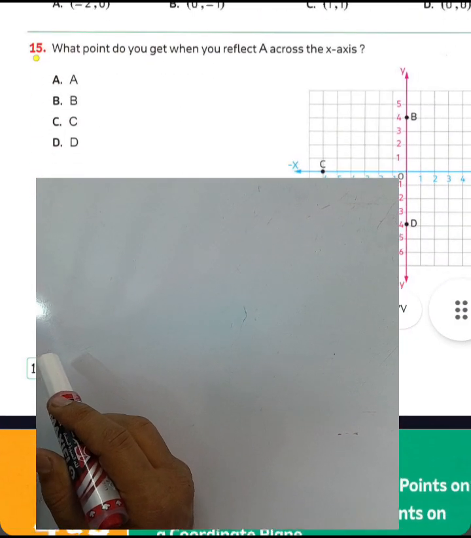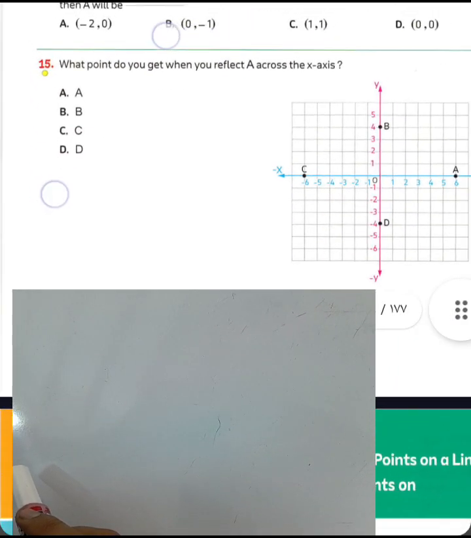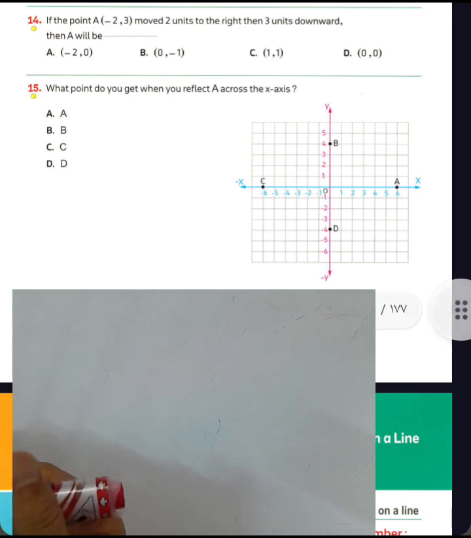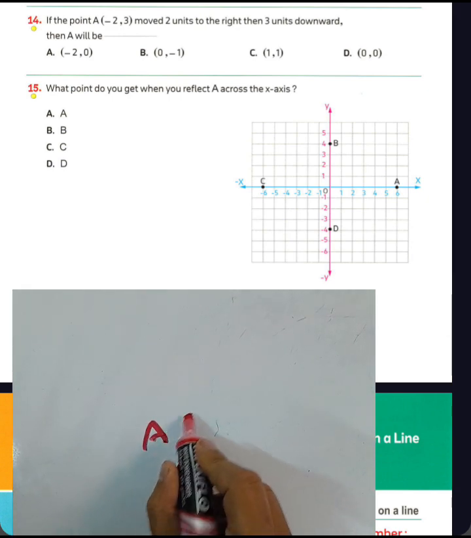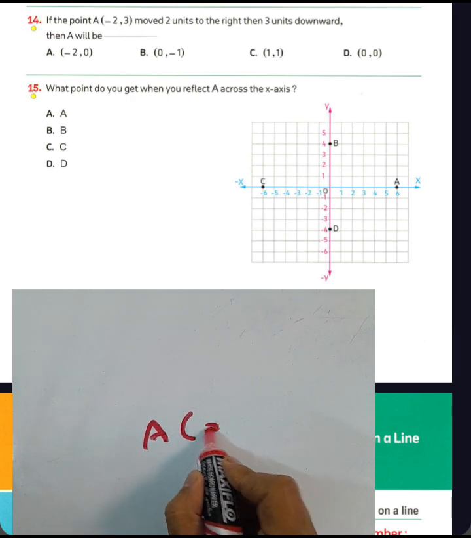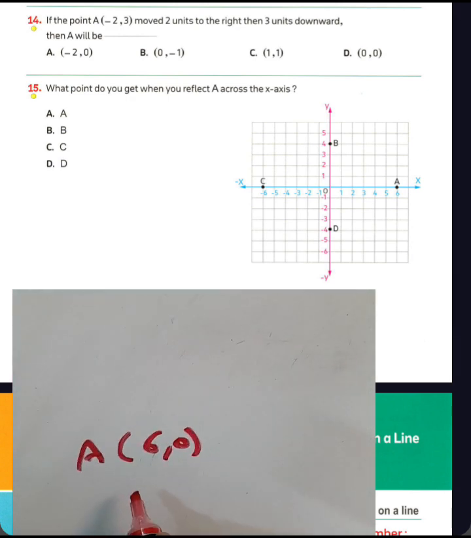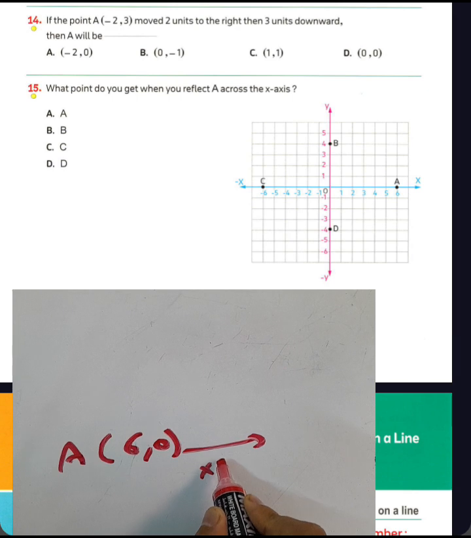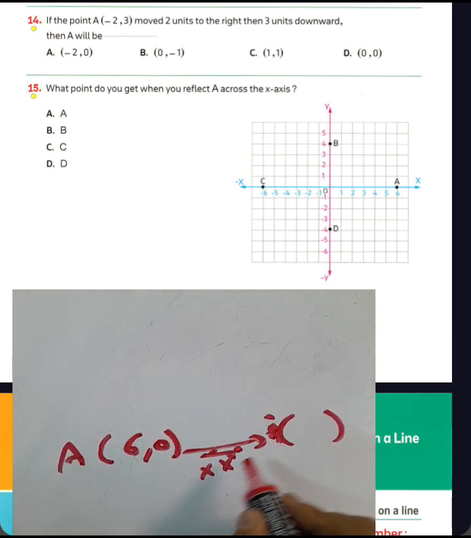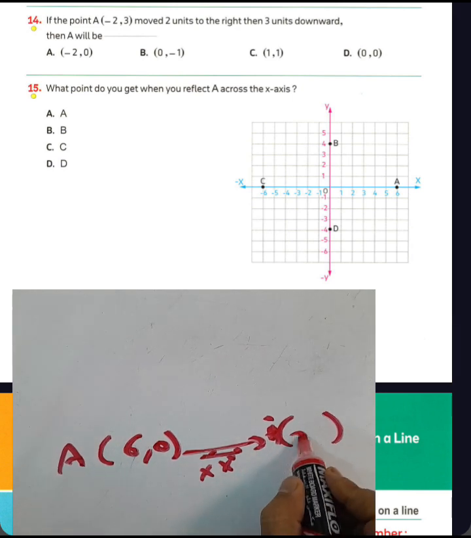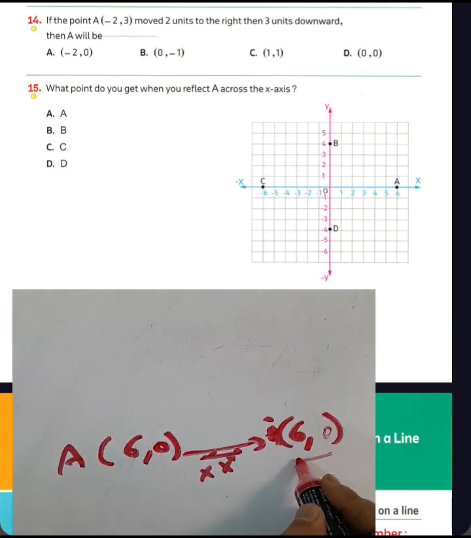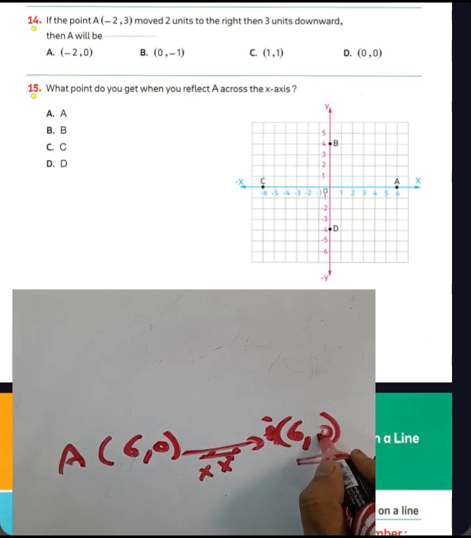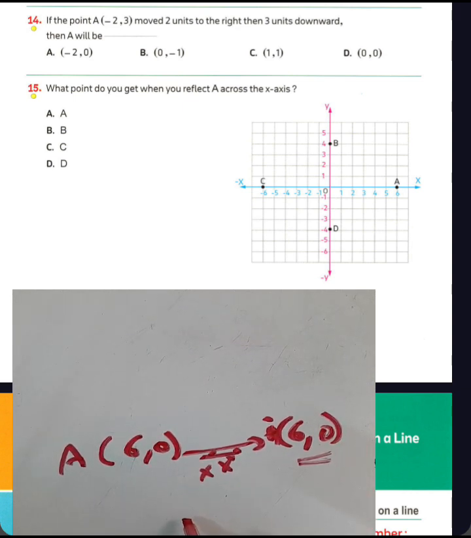Question 15. What is the point you get when you reflect A across the x-axis? We have the point A, the coordinates of it were (6, 0). You want to find the reflected point in the x-axis. It will be A dash. We must put x here and change the sign of y. It will be 0. Then the point will be (6, 0) again. Okay, the result will be A.